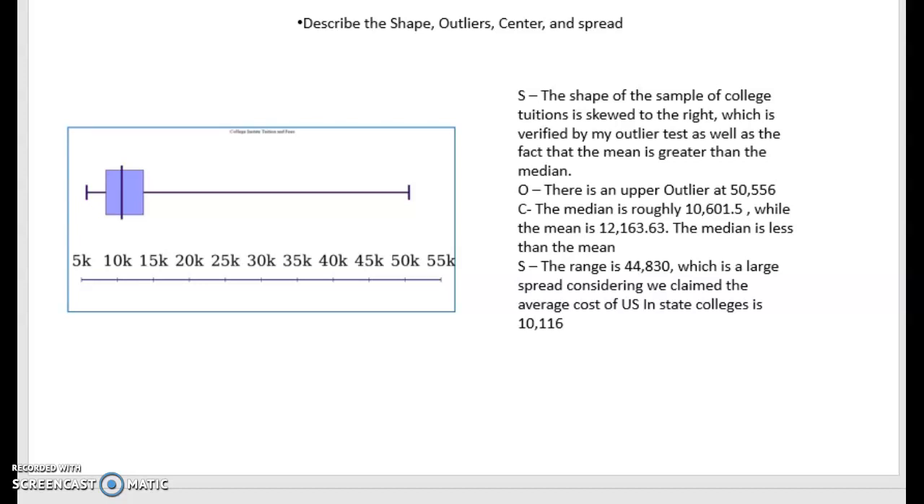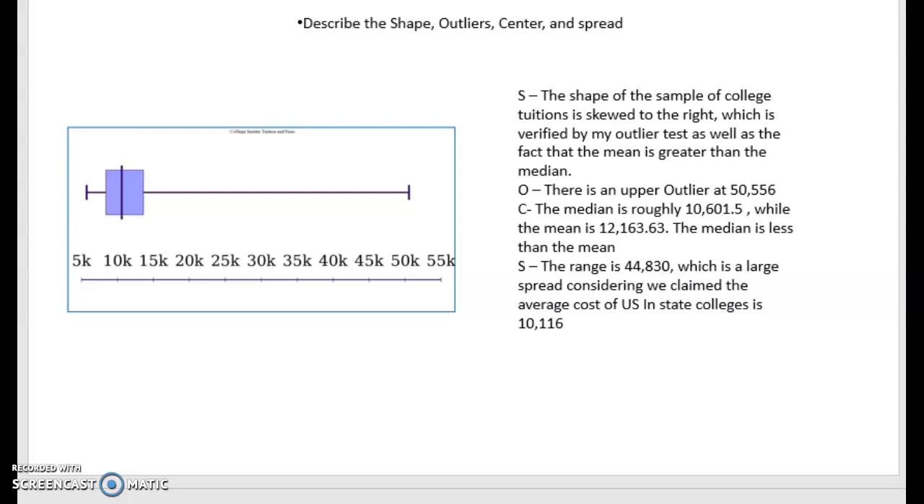We are asked to describe the shape, outlier, center, and spread of our distribution. I think that when you do shape, outlier, center, and spread, it's a lot easier to compare two graphs and talk about how their shape changes or how their shape is related to each other. But for this one sample, we're going to talk about the shape, outlier, center, and spread.